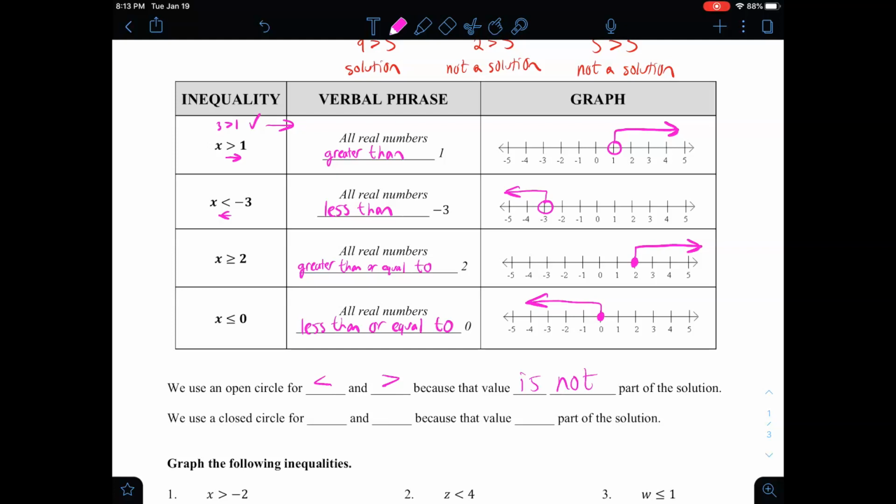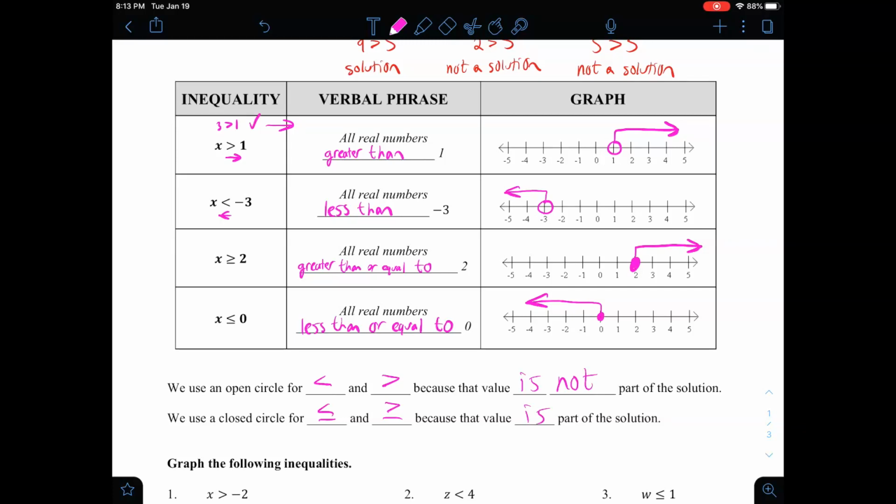An open circle means we do not include that number in the solution. So, for example, is 1 greater than 1 or no? It is not. 1 is not greater than 1, so that's why we have an open circle here, because 1 is not part of the solution. The open circle means there's like a hole there. It means don't include 1. Whereas these ones down here, these ones are part of the solution. 2 is greater than or equal to. It is equal to 2, so we can include that in the solution. So that's what the open or closed circles mean. So down here, we use a closed circle for less than or equal to and greater than or equal to because that value is part of the solution.